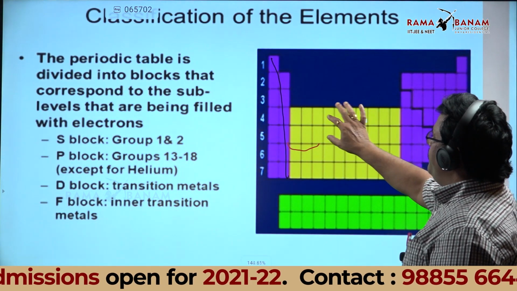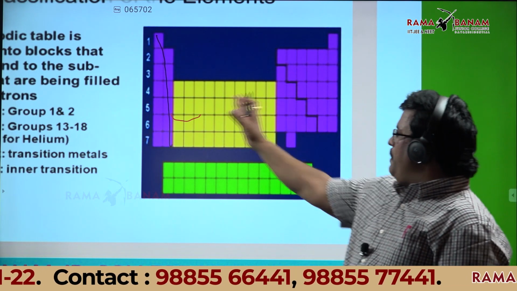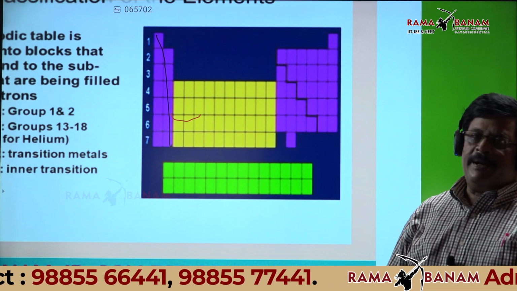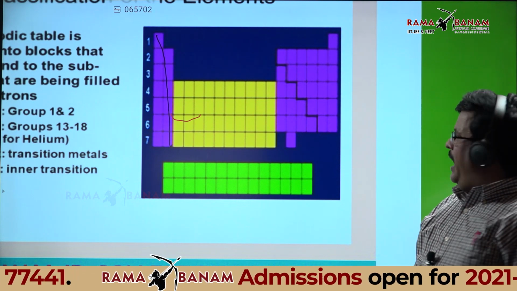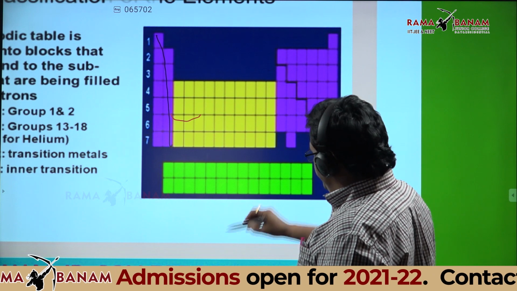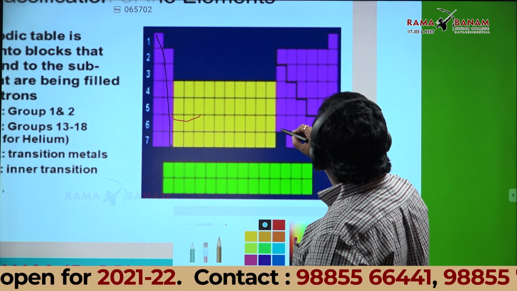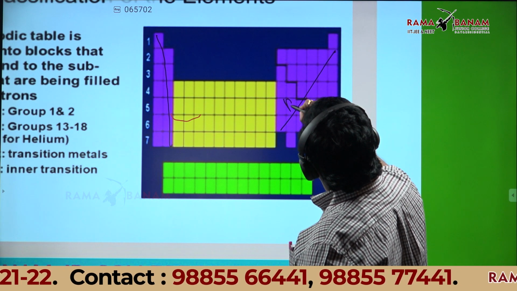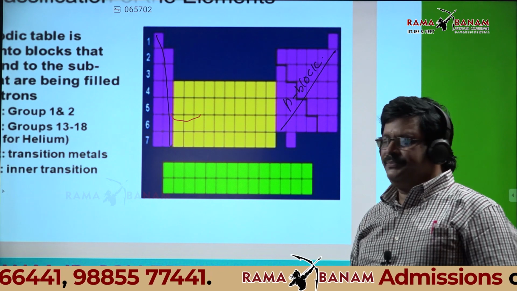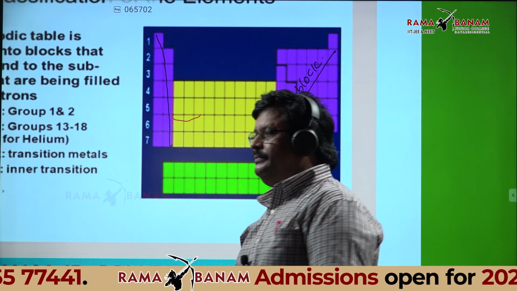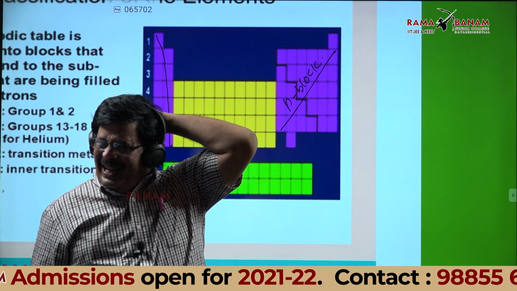See students, see this long form of the periodic table. The first pink part is the S block and this is the P block. This entire part is the P block. Is it okay? Okay, sir. Yes, sir.